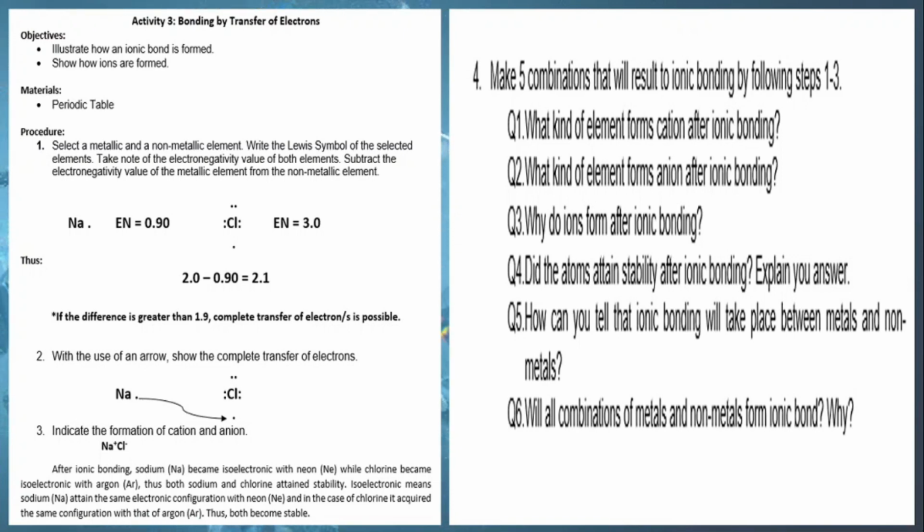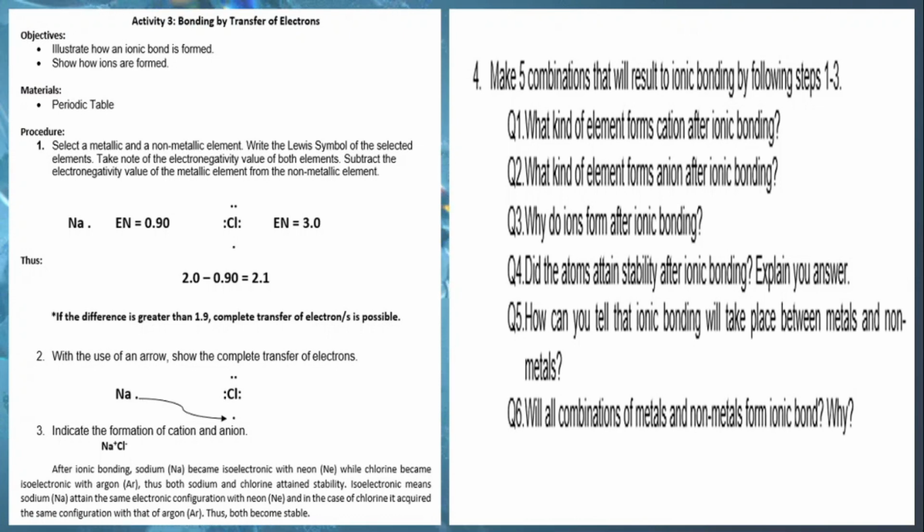Question 1. What kind of elements form cation after ionic bonding? Question 2. What kind of element forms an anion after ionic bonding? Question 3. What do ions form after ionic bonding? Question 4. Did the atoms attain stability after ionic bonding? Explain your answer. Question 5. How can you tell that ionic bonding will take place between metals and non-metals?